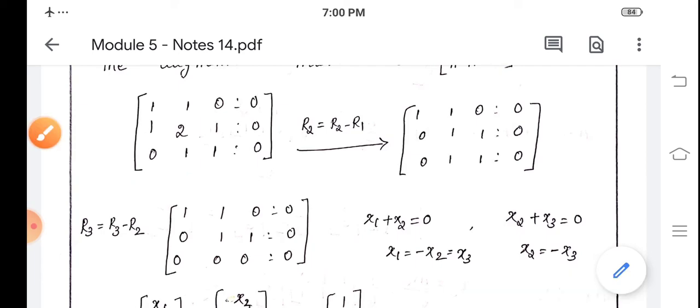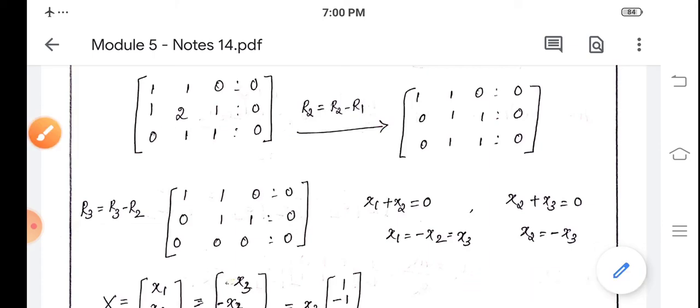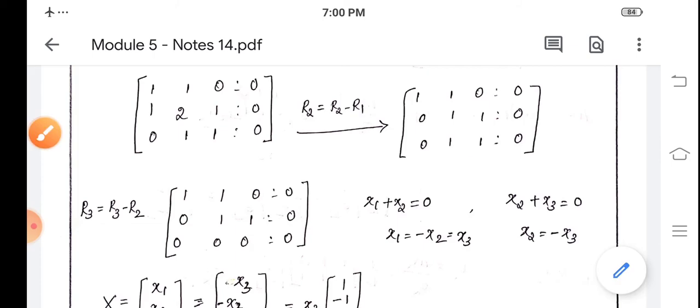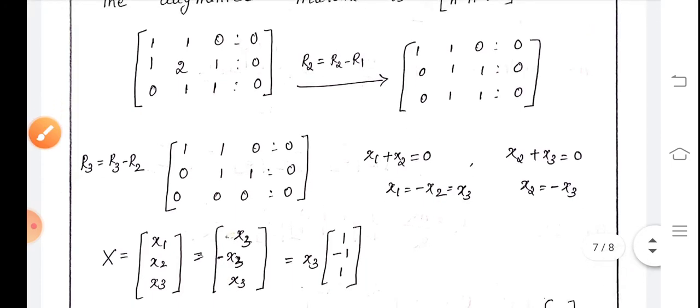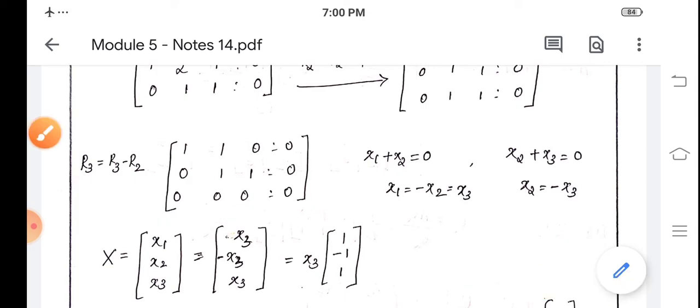So in order to get echelon form, we write the row operation for the second row as R2 equals R2 minus R1. That will be 1 1 0 0, 0 1 1 0, 0 1 1 0. We require one more row operation, for the third row, to obtain echelon form, that is R3 equals R3 minus R2. Now we are getting 1 1 0 0, 0 1 1 0, 0 0 0 0.